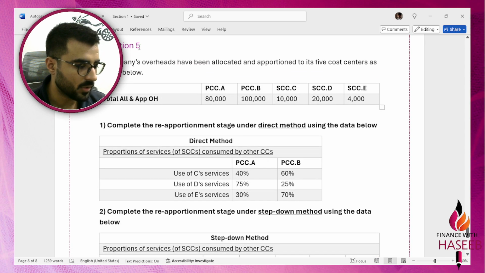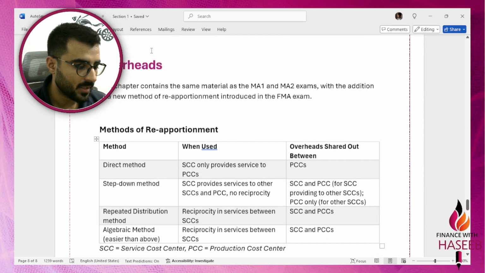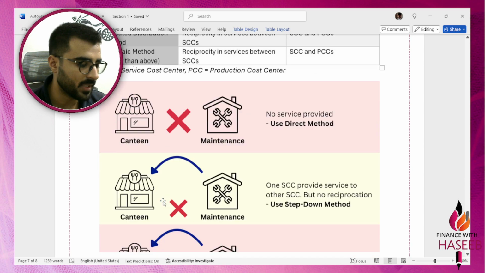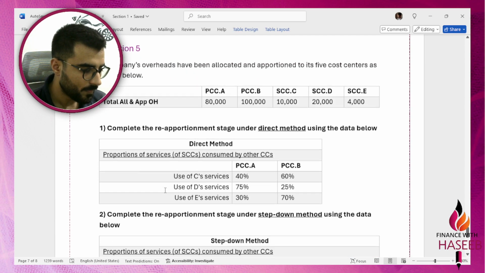So here it is, the question. In this question we will be attempting all of the methods of reapportionment. We will solve it with the direct method, then the step down method, then repeated distribution, and then we will move on towards the algebraic method. Okay, so let's start doing it.